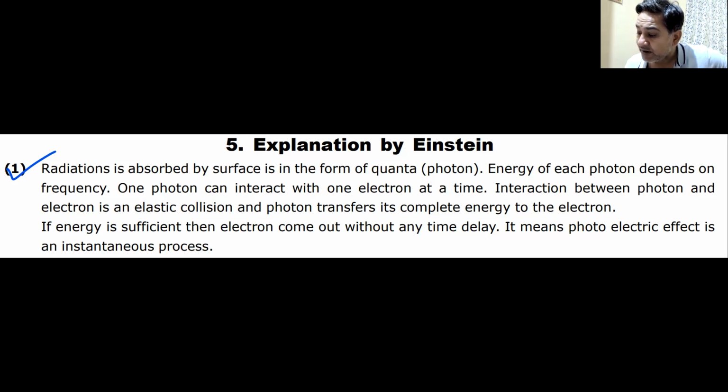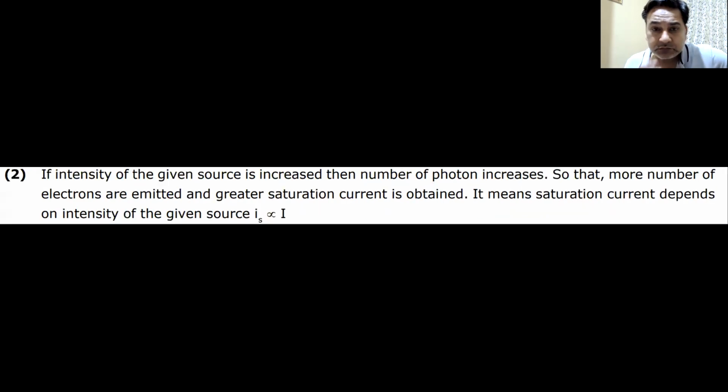of why it does not depend on the intensity of light. Why saturation current depends on the intensity of light, and why the stopping potential does not depend on the intensity of light. Intensity of light, you can see on your screen, refers to the number of photons. If I make more photons fall, more electrons can be liberated, and hence we will have more current. The value of saturation current will increase.